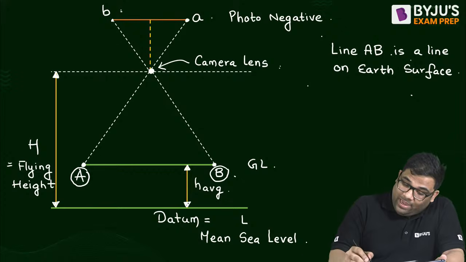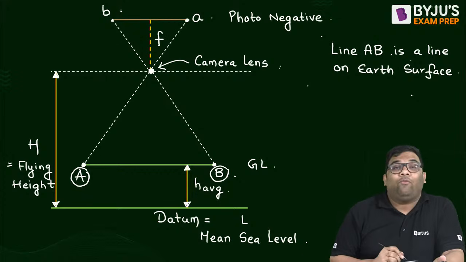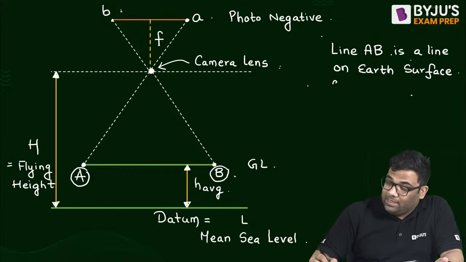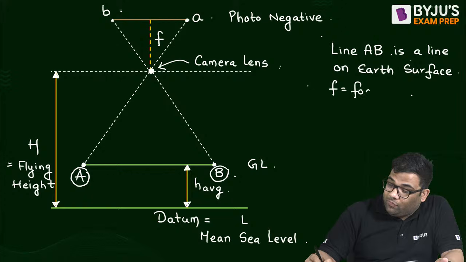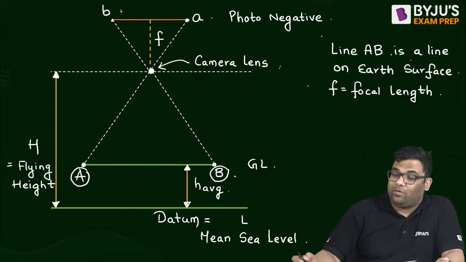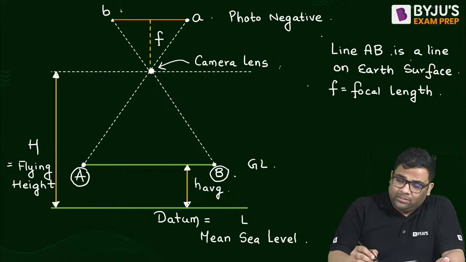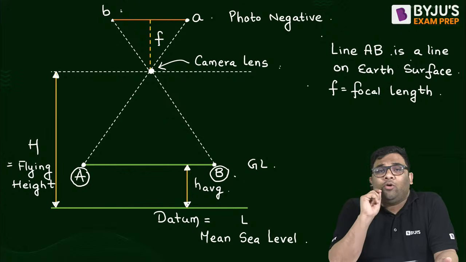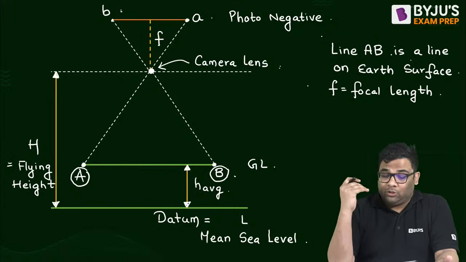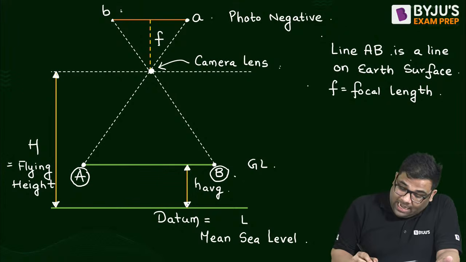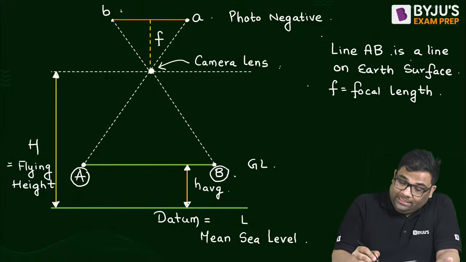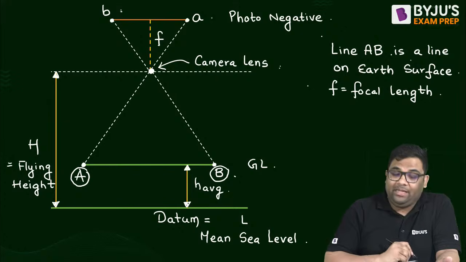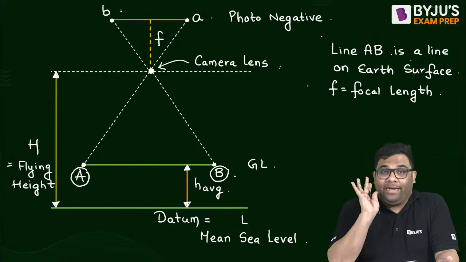Focal length. Very good. This is the focal length. F is your focal length, because the photo will be focused at the focal length. Yes or no? So I can say that till now, the line AB on the ground is becoming small ab in the photo negative.